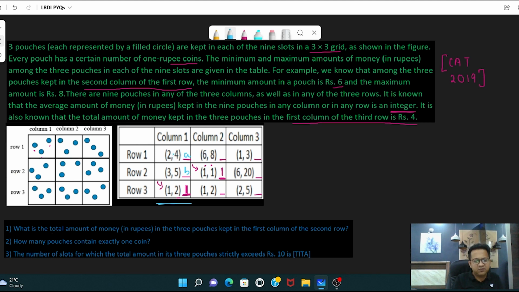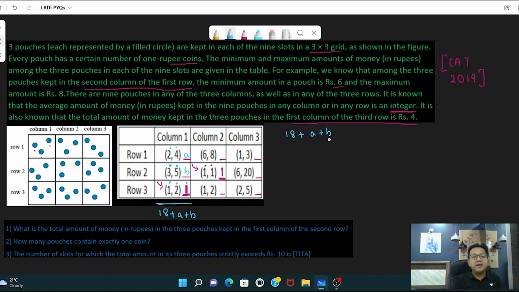Let's add up the numbers in column 1. What is the sum of column 1? 2 plus 4 is 6. 6 plus 3, 9. 9 plus 5, 14. 14 plus 1, 15. 15 plus 2, 17. 17 plus 1, 18. So can I say the sum of column 1 is 18 plus A plus B? And remember, I'm writing it on the right-hand side: 18 plus A plus B.